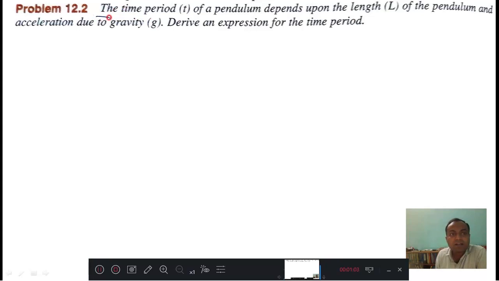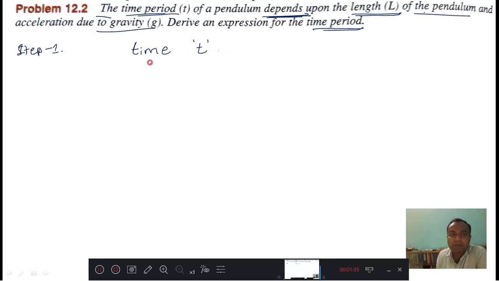The time period T of a pendulum depends upon the length L of the pendulum and acceleration due to gravity. Derive an expression for the time period. Here they are telling that the time period depends on these, means it is dependent. Step 1 is the dependent variable. Which is the dependent variable? Time is the dependent variable. I will call it T, which comes on the left-hand side, this is LHS.